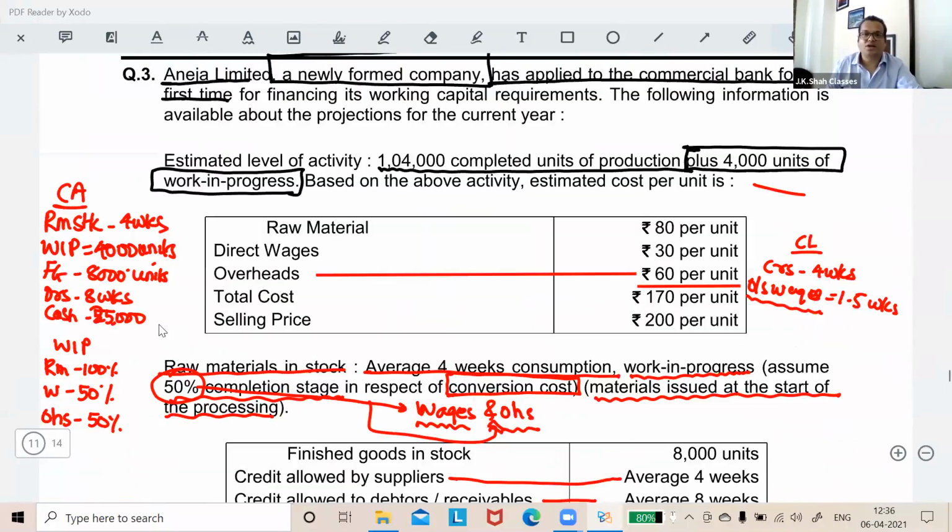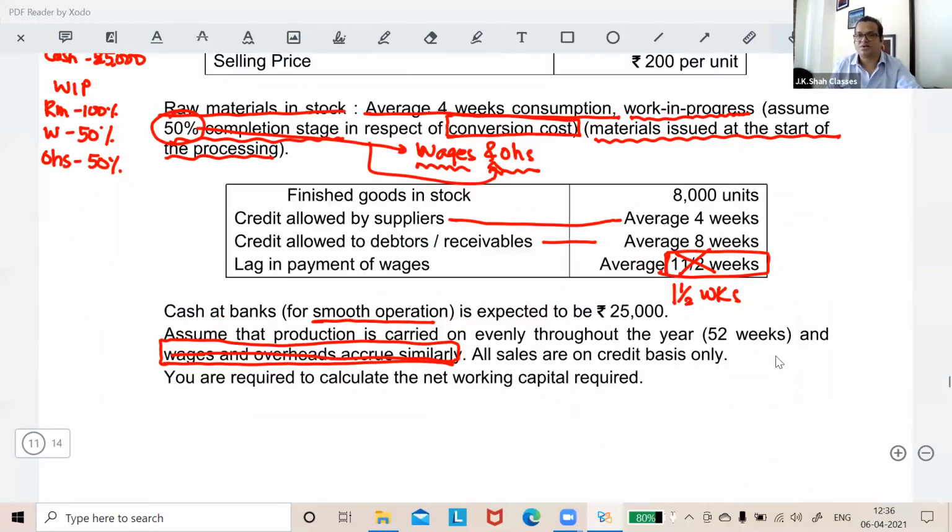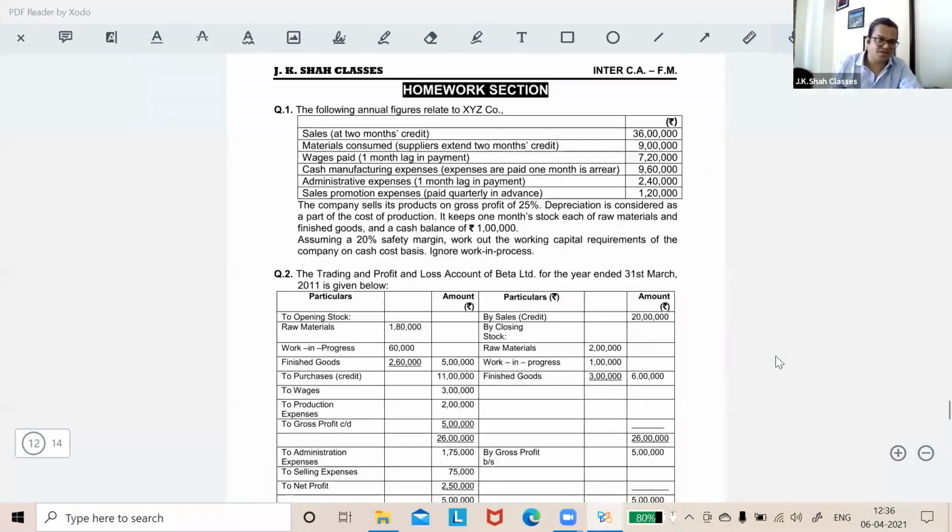Let's take a quick look at the homework, guys. You know now where the homework is available on the website of GK classes.